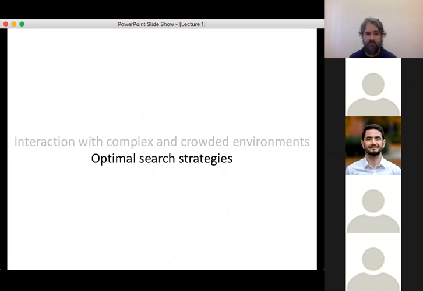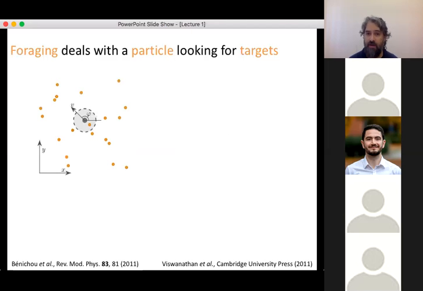Okay, and finally, I would like to give another example. This is purely simulated, and here it's about optimal search strategy. The question we are trying to answer here is, how do we look for targets in the optimal way? It's a very important question, and I will explain it, but I will give you the model first.